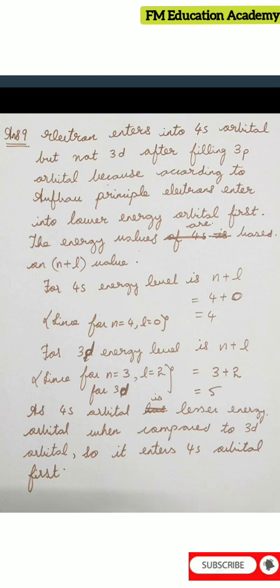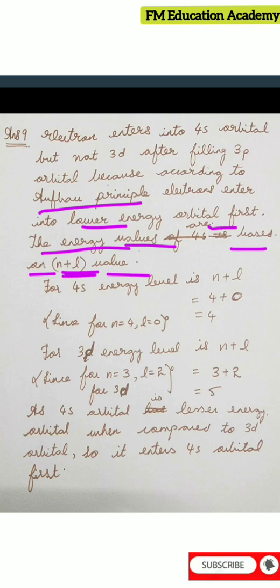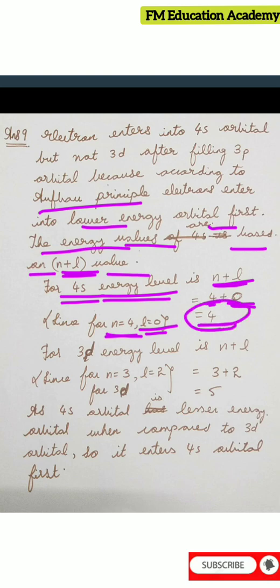Okay, so here see, the energy values are based on the formula n plus l. This is the formula for Aufbau principle. What is Aufbau principle? Aufbau principle tells us that first electron enters into lower energy orbital and then it will enter into higher energy orbital. So the formula is n plus l. For the 4s energy level, when n is equal to 4, we have l equal to 0. So n is 4 plus l is 0, 4 plus 0 is 4. So n plus l is 4 for the 4s energy level.